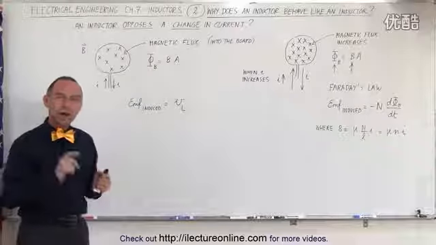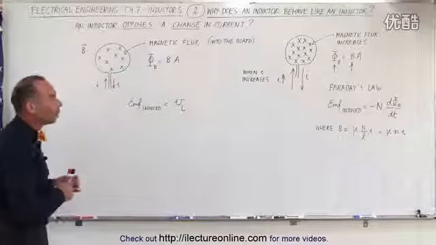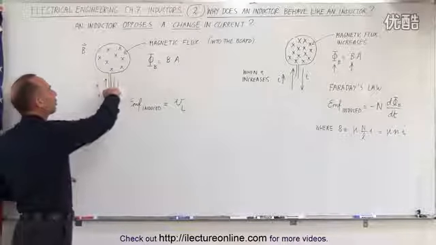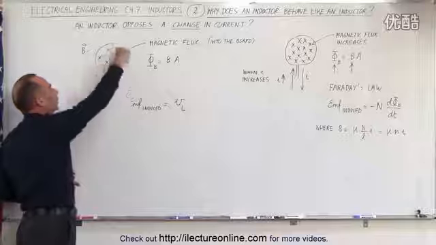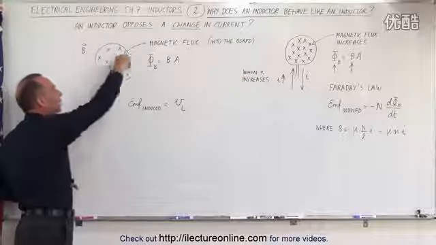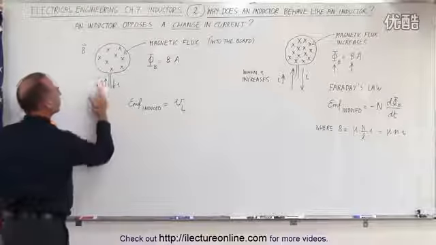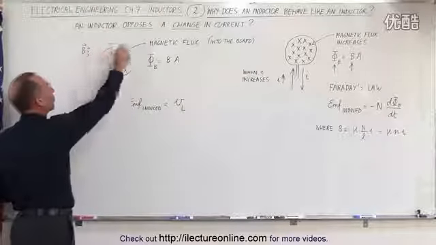The question is why? Why does an inductor do that? Well, let's try to figure that out. Here we have a single loop. We have a wire going up, around the circle, and coming back down. So we have a single loop of wire here. And let's send the current through that wire. The current will then go around the loop like this.